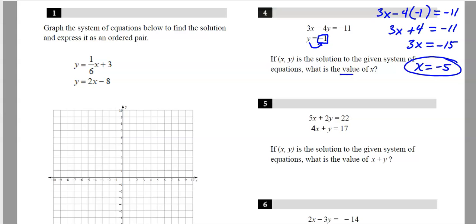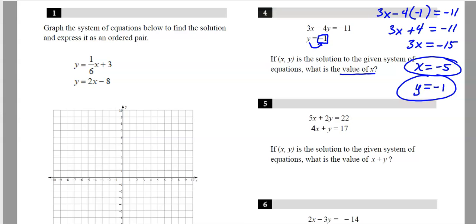And this one just says, hey, what's the value of x? So I know I'm done. I don't have to go any further. We don't need to go any further for this one because it already told me what y equaled. So there's no subbing it back in like on other problems.